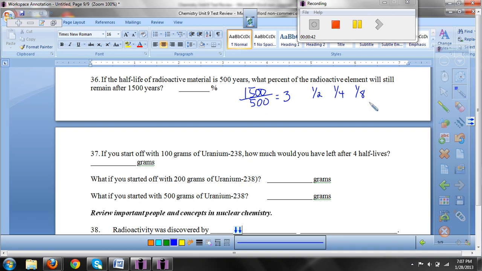1/8 is 12.5%. If you don't know how I got that, I took 8 and divided it into 1.00 and then multiplied that by 100. And so 0.125 times 100, because I wanted percentage, is 12.5%.